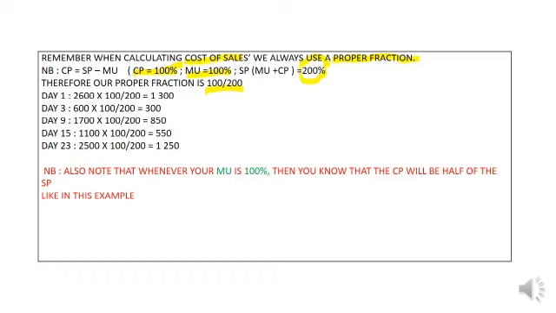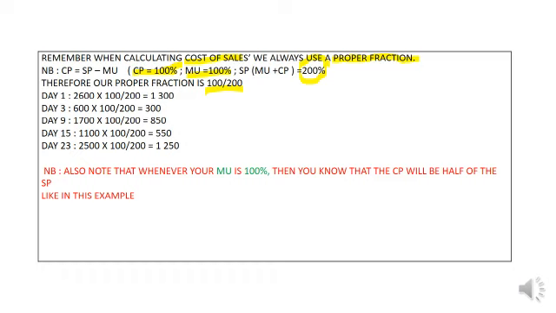Therefore, when you are calculating, you are simply saying half of the given amount. So it becomes pretty simple. For day one, our selling price was 2,600. Half of 2,600 gives you 1,300. Day 3, 600 was given, half of that is 300. Day 9, 1,700, half of that, 850. Day 15, 1,100, half of that, 550. And day 23, 2,500, and half of that is 1,250.